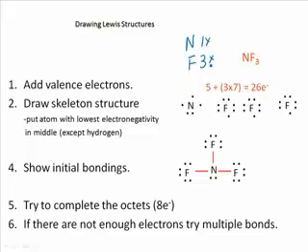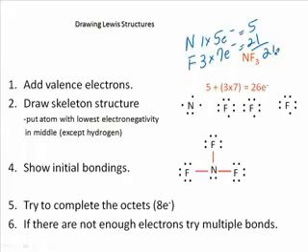So for nitrogen, we have 2 S's and 3 P's, so a total of 5 valence electrons from the nitrogen. And then for fluorine, I have 2 S's and 5 P's, so 7 electrons for each fluorine. So 5 and 21, that gives me 26 valence electrons to work with. Okay, that's how many I have available.